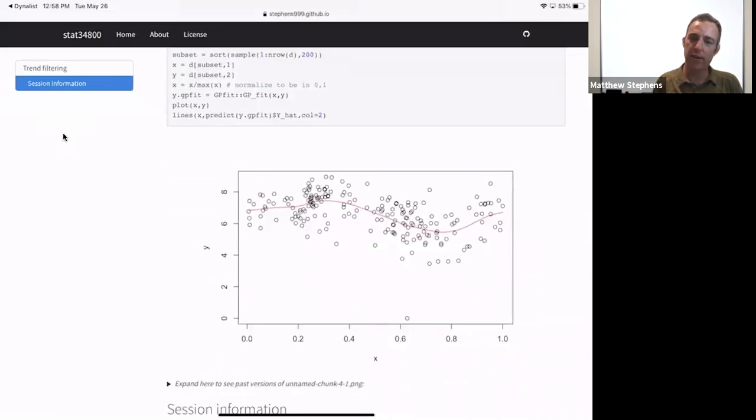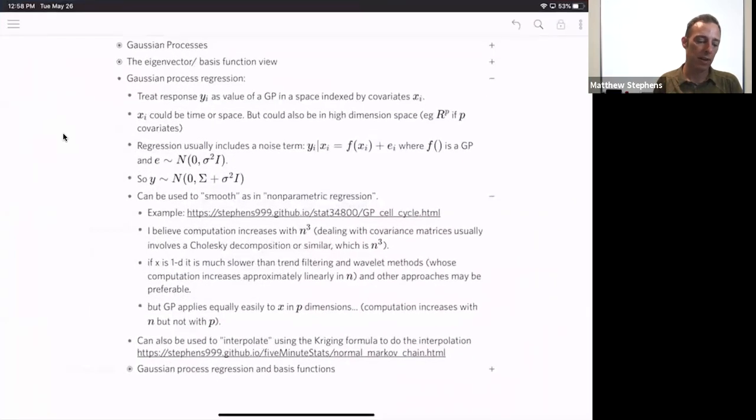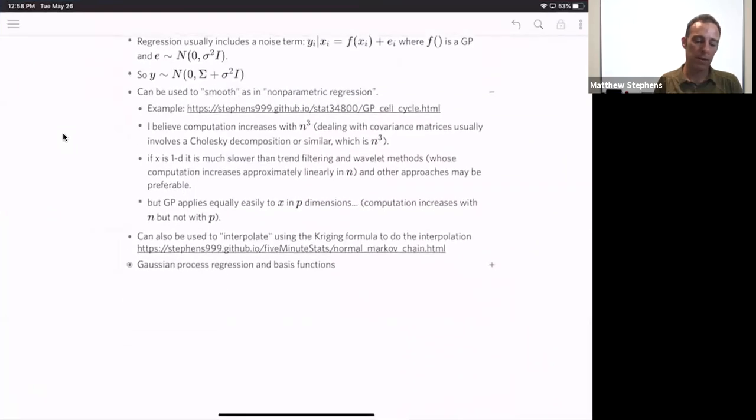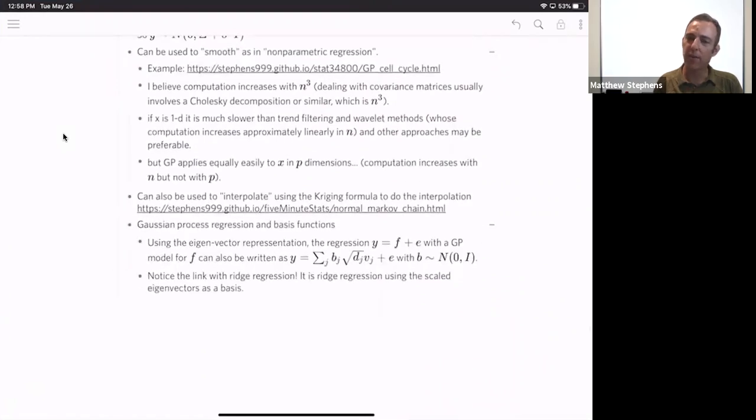So how do we think about this in terms of maybe the eigenvector notion? Going back to the list here, if we look at this bullet, you can think again in terms of the eigenvector representation. So if y is f plus e, you can write f, which is the Gaussian process, in terms of the eigenvectors of the covariance matrix, which are the v_j here. Before I had a z_j here, the random weights, and the d_j here are the eigenvalues. Sorry, the covariance matrix sigma is VDV transpose.